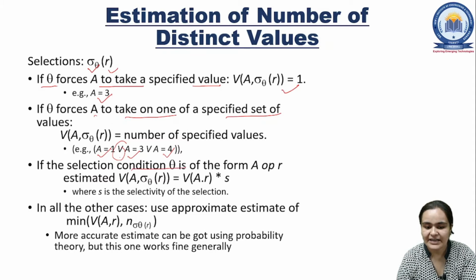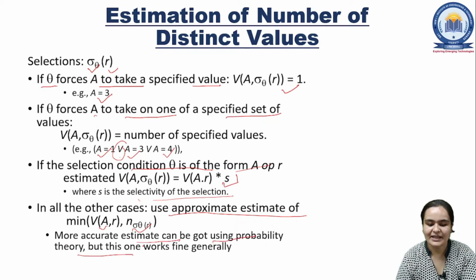If the selection condition theta is of the form A operation some value, the estimation is going to be the attribute A from R, and we get the product with S, where S is the selectivity of the selection. In all the other cases, we use an approximate estimate of the minimum of this and the number of tuples that we have selected by using the condition theta over R. A more accurate estimate can be obtained using probability theory, which is beyond the syllabus.